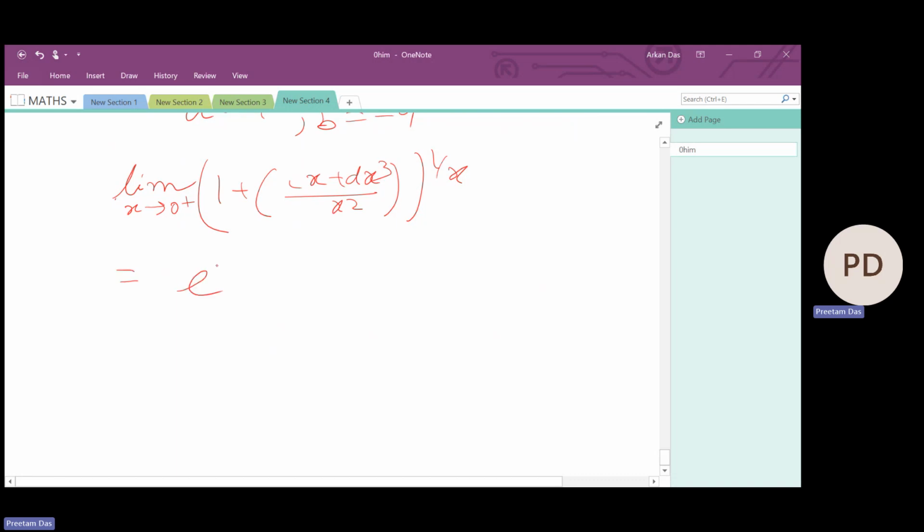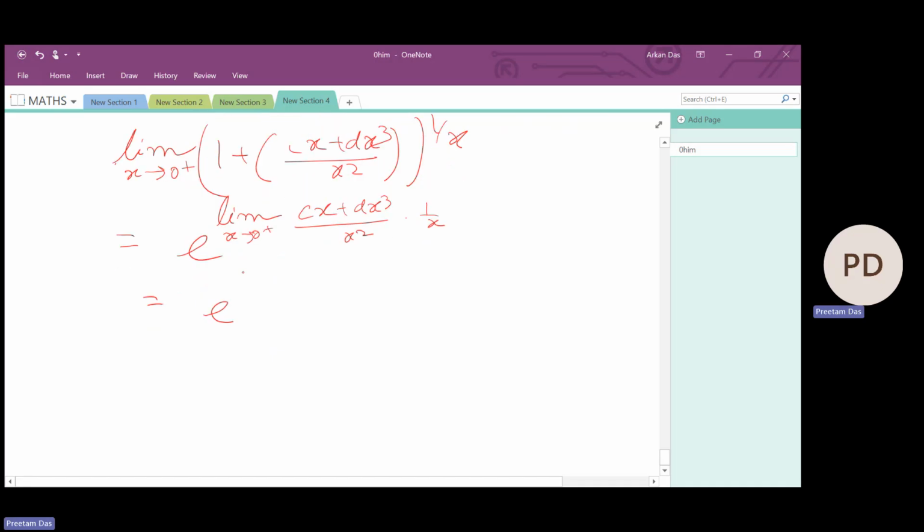Again e raised to limit x tends to 0 plus of (f(x) minus 1) times g(x), so (cx plus dx cube divided by x square) times 1 over x. Now this will be e raised to limit x tends to 0 plus of (c plus dx) by x, and in the question we are given that it is continuous, so this should also be equal to 3.